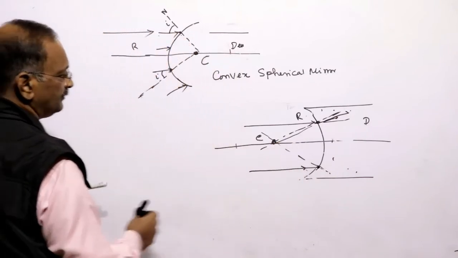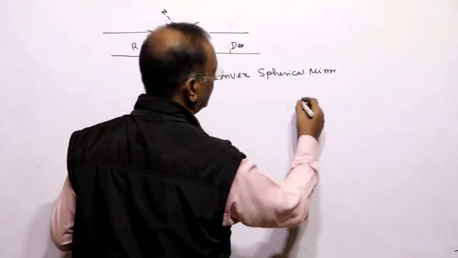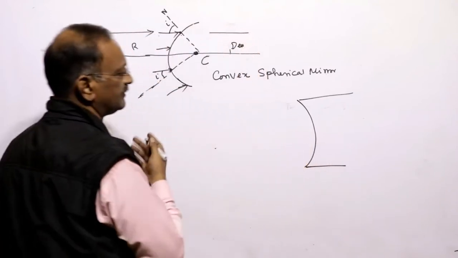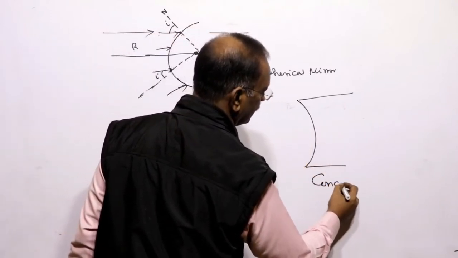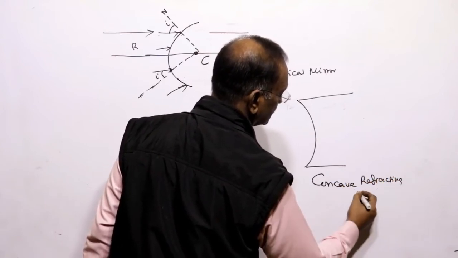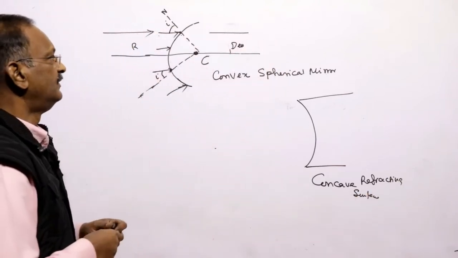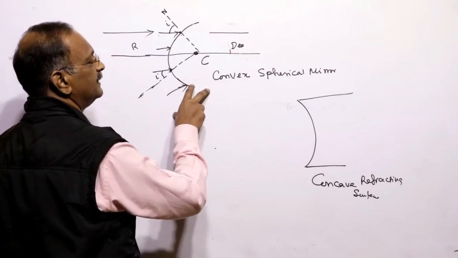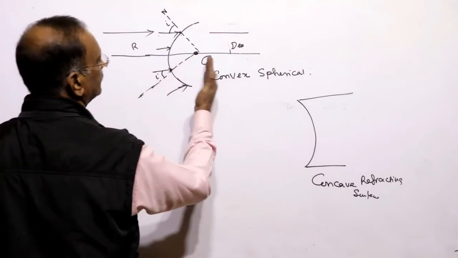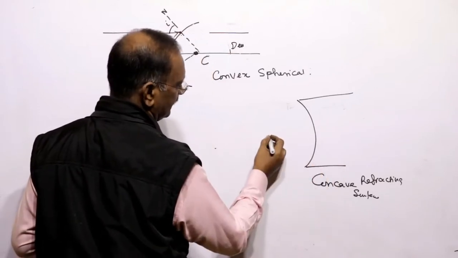So this is how we draw the normal, and we identify if the reflecting portion is depressed, that is a concave mirror, a concave refracting surface. So it means for a convex spherical mirror or convex spherical refracting surface, the center of curvature is behind it, and for this one, this is the formula. So the center of curvature will be here.